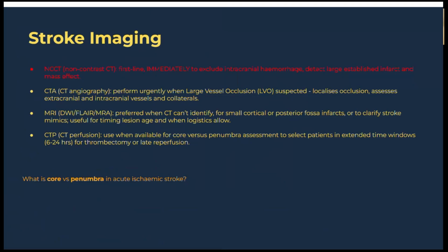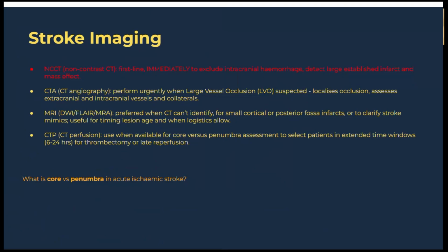MRI, so the different types: diffusion weighted, FLAIR. That's if you have a CT but you can't identify the really small infarcts, or just to clarify other conditions that you're considering alongside stroke. So if you haven't managed to distinguish between stroke and other conditions, it can help with that. And then CT perfusion, that's for core versus penumbra assessment to select patients in longer time windows.